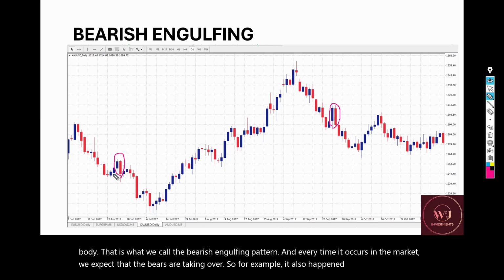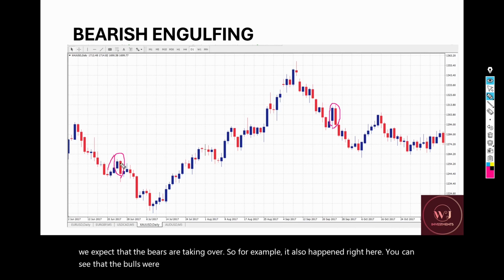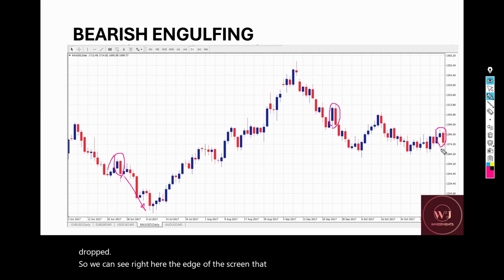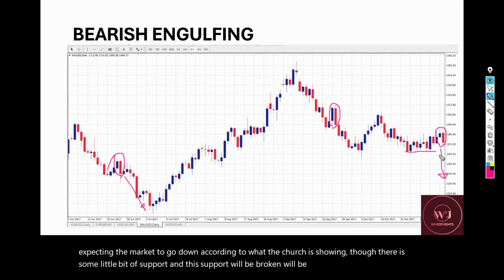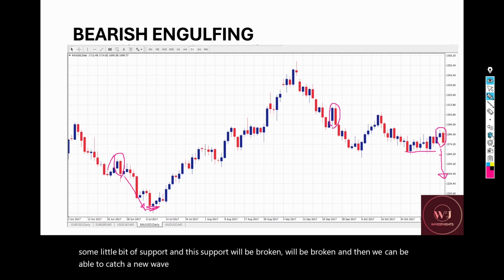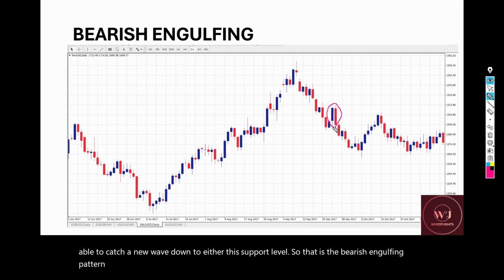You can see that the bulls were trying to push the market up, but after this engulfing pattern occurred, the price dropped. So we can see right here at the edge of the screen that we still got this pattern, and we are expecting the market to go down according to what the chart is showing, though there is a little bit of support, and this support will be broken, and then we can catch a new wave down to either this support level. So that is the bearish engulfing pattern, okay? And we are going to be studying it more in this video.